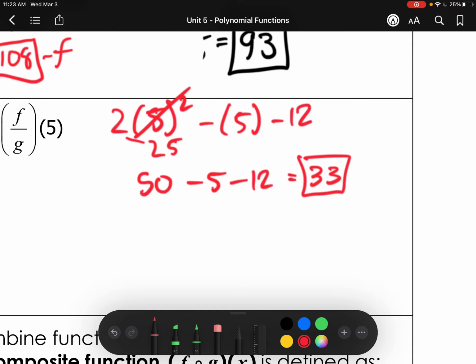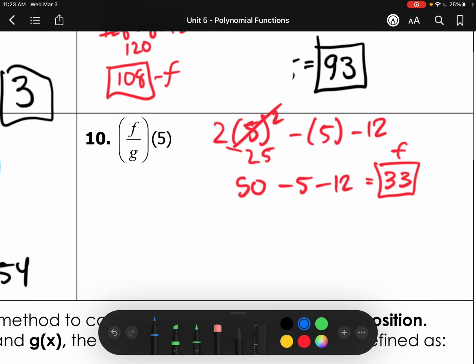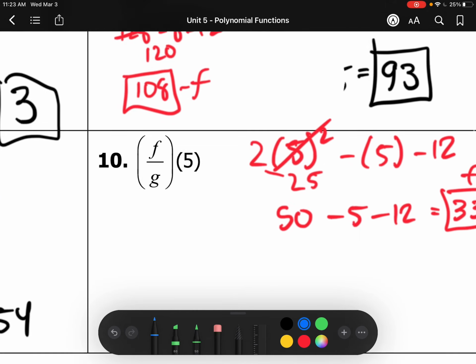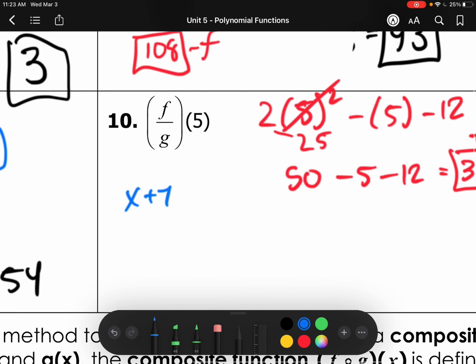This is my f value. Now I'm going to solve for my g value. My g function is x plus 7. So I'm replacing this x with 5. So 5 plus 7, and that's equal to 12. So this is my g value.